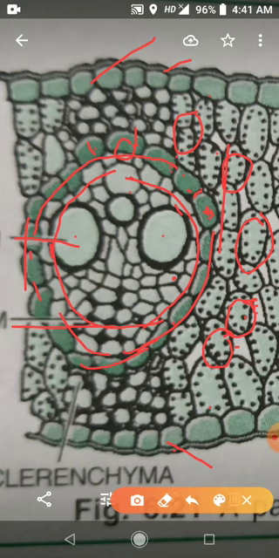So this I told you about the Kranz anatomy, and this type of anatomy is found in the C4 plants. Some C4 plants are crabgrass, maize, sugarcane, millet and sorghum.